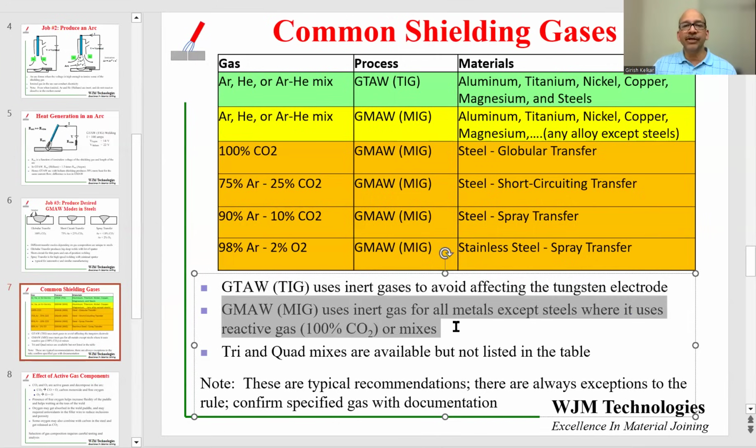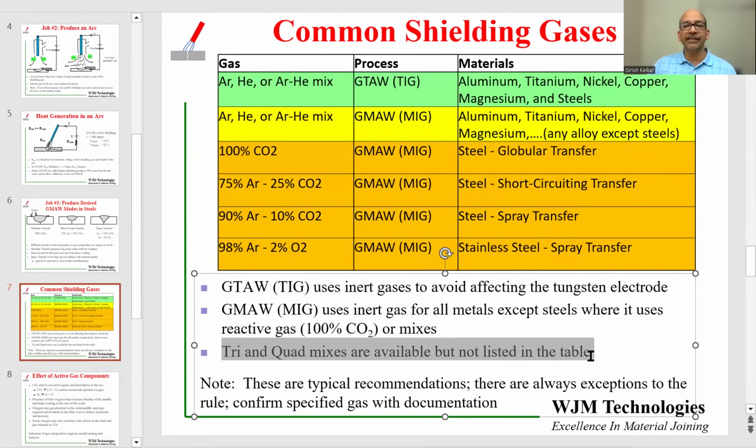You can use GMA or MIG with inert gas for all metals except steels. The steels are unique, and you have to use a particular ratio or mixture based on the type of metal transfer that you're expecting. In this table, I have only shown gas mixtures of 2 gases, but there are tri and quad mixes available now on the market.